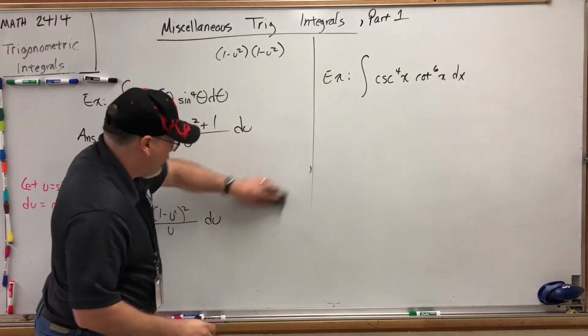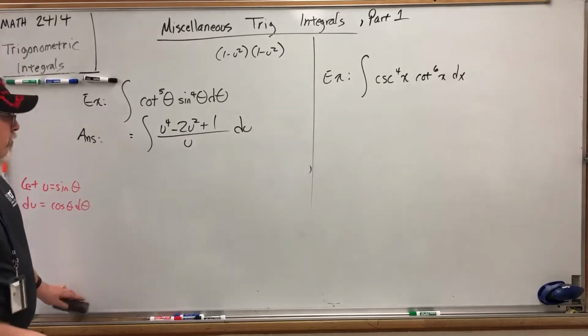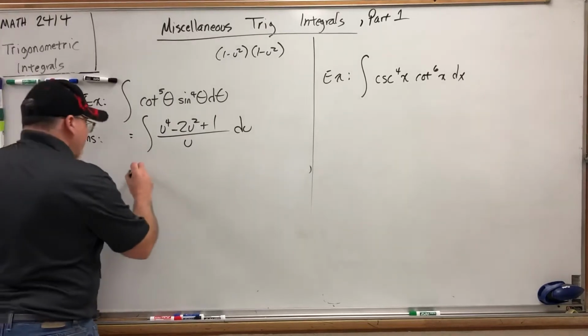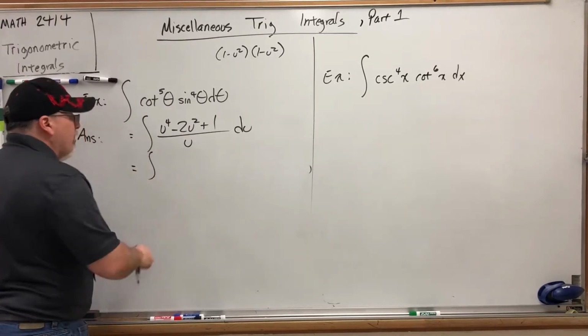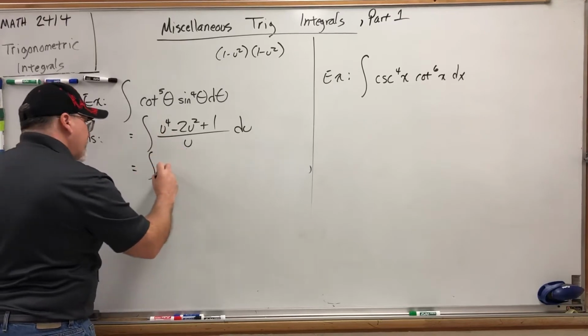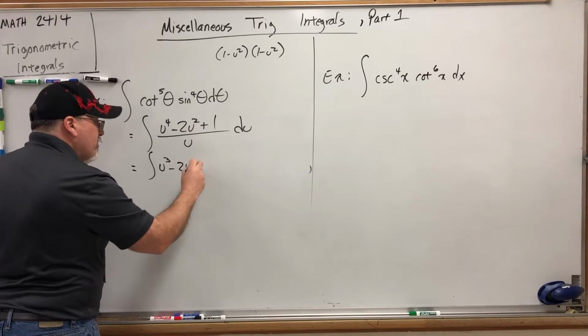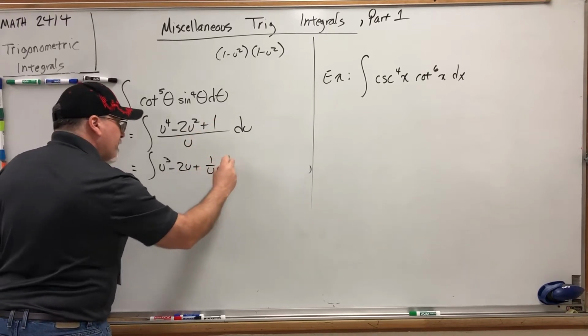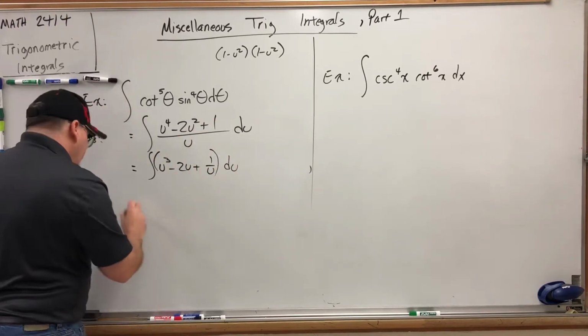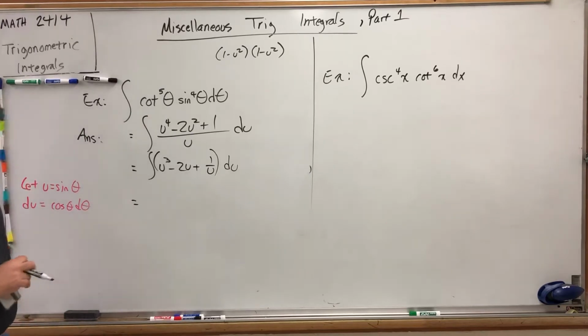And now it's actually reverted to a calculus 1 integral, and the strategy here is to split this into 3 fractions and reduce them all. U to the fourth over u is u to the third, minus 2u squared over u is u, plus 1 over u. These are all easily integrable. And remember that u is equal to sine of theta.